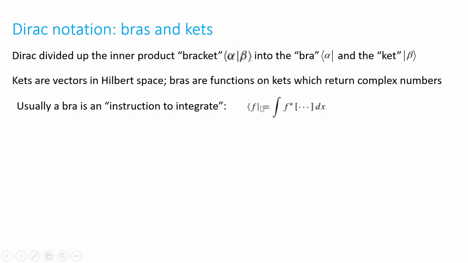Usually a bra is an instruction to integrate. So if instead of alpha or beta we have f on the left, that's an instruction to integrate f star times whatever ket comes to the right, dx. That inner product is what we've come to get used to for the normalization of the wave function. If we had f bra f ket, we would just get f star f, our normalization integral. But generally, a bra is an instruction to integrate in this inner product sense.